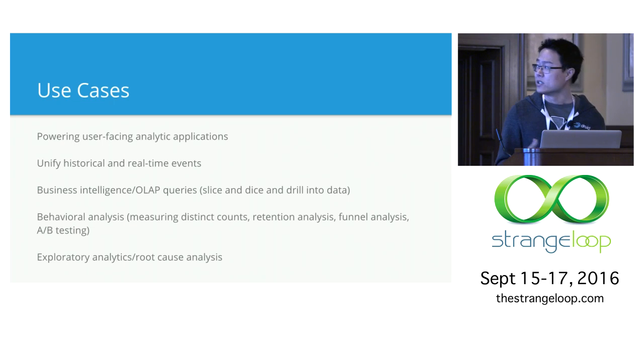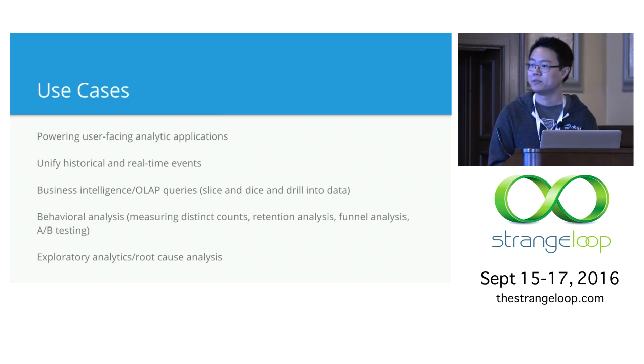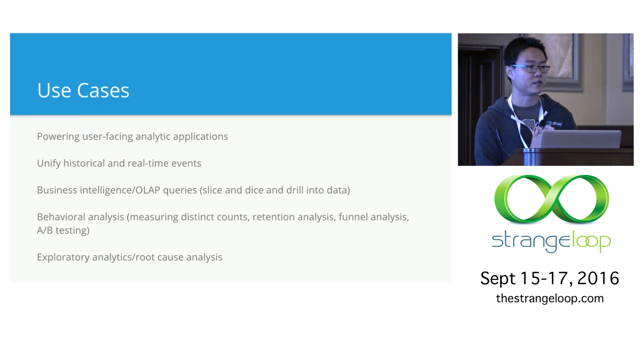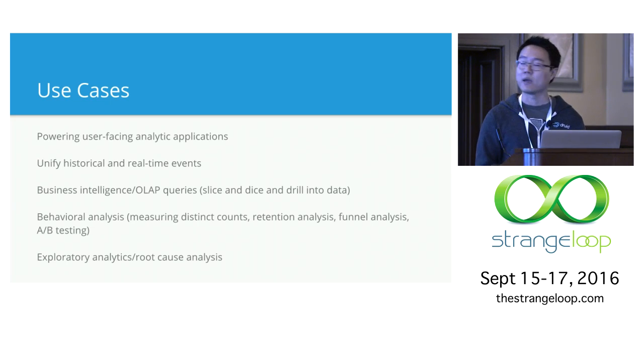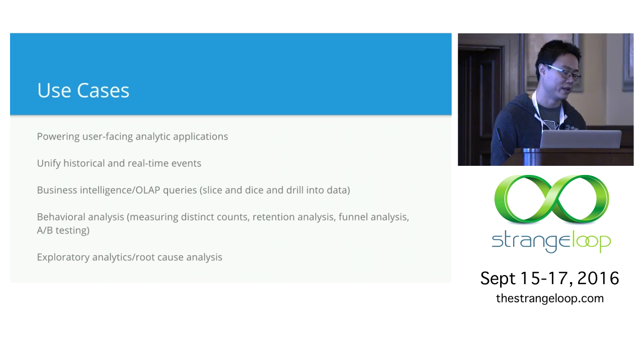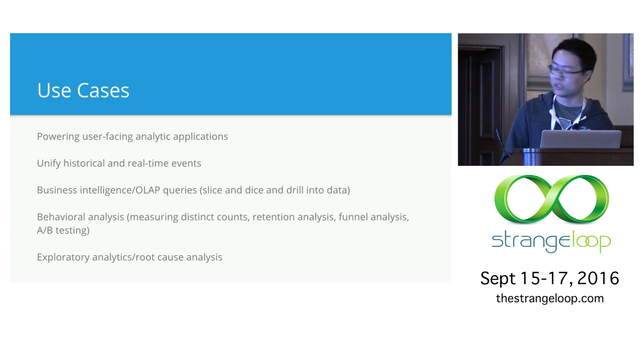So the main use cases of Druid, how people tend to use it in the wild, is they power some sort of user-facing analytic application. And people use Druid to unify both historical and real-time events. So what is happening right now, also what is happening potentially years in the past. The type of queries that people tend to make against the system are business intelligence or OLAP queries. And in these types of queries, what you're mostly doing is slicing and dicing, drilling in, looking at some filter view of data, and performing a lot of aggregations.